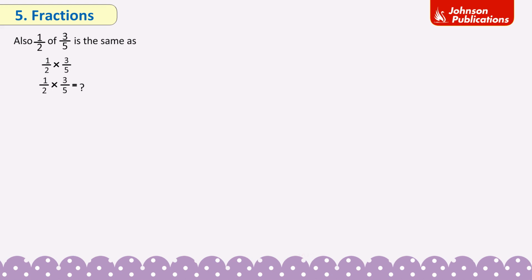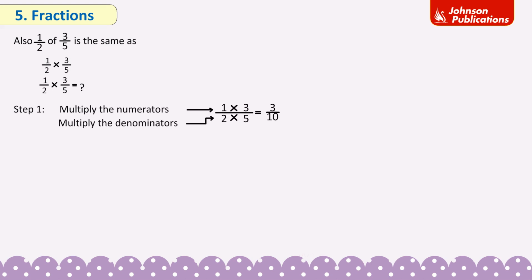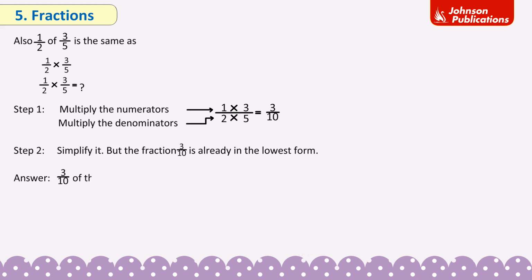1/2 multiplied by 3/5 is equal to question mark. Step 1. Multiply the numerators. Multiply the denominators. 1 into 3 by 2 into 5, which is equal to 3/10. Step 2. Simplify it, but the fraction 3/10 is already in the lowest form. Answer. 3/10 of the whole chocolate is still in the dish.